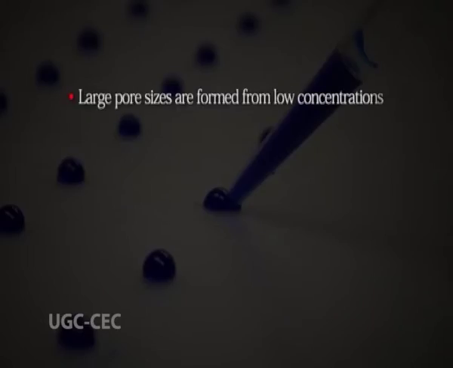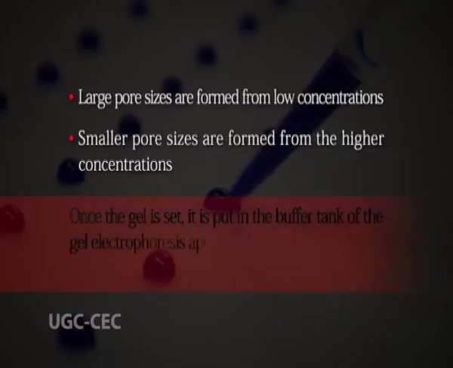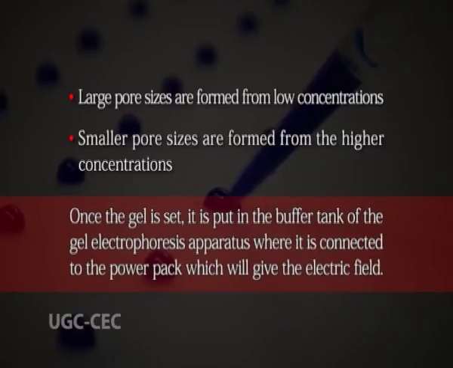allowed to gel. The gelling properties are attributed to both inter and intramolecular hydrogen bonding within and between the long agarose chains. The pore size in the gel is controlled by the initial concentration of agarose. Large pore sizes are formed from low concentrations, and smaller pore sizes are formed from higher concentrations. Once the gel is set, it is put in the buffer tank of the gel electrophoresis apparatus, where it is connected to the power pack, which will give the electric field.